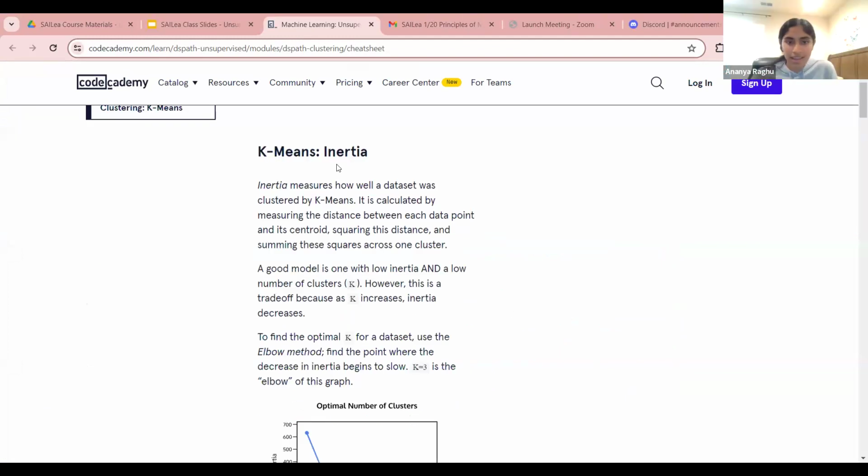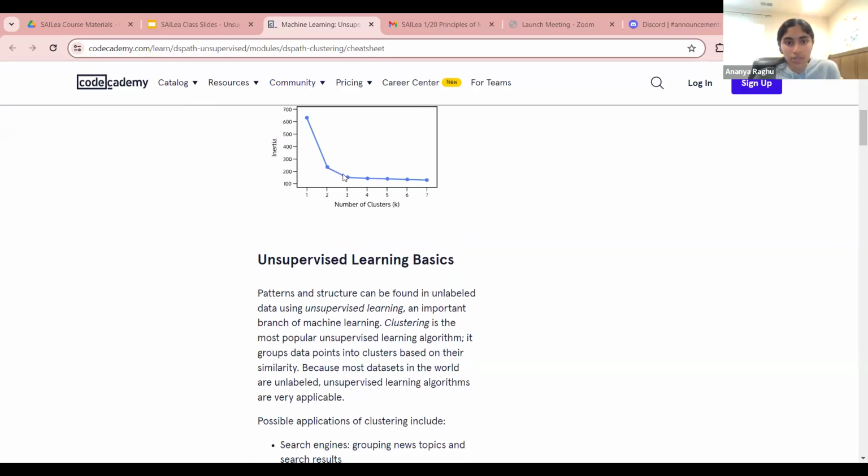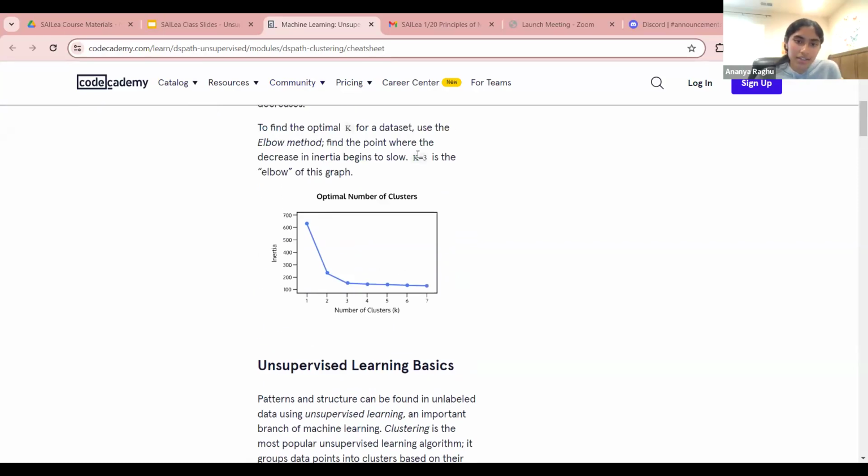This site outlines what we're talking about with low inertia and a low number of clusters. This is the graph that we showed, where 3 or 2 is the number of clusters. Here they say k equal to 3 is the elbow of the graph, but many people would say it's 2 because that's where you start seeing a sharp turn. That's why it's really good to experiment around that value.